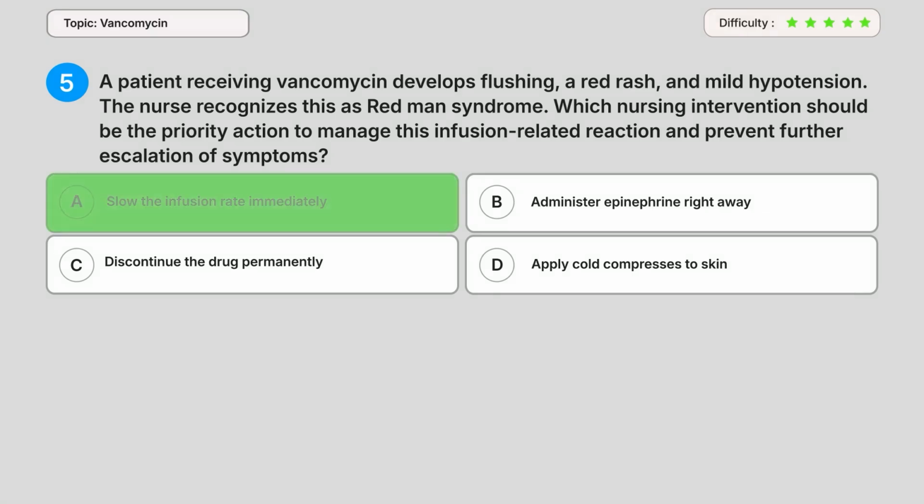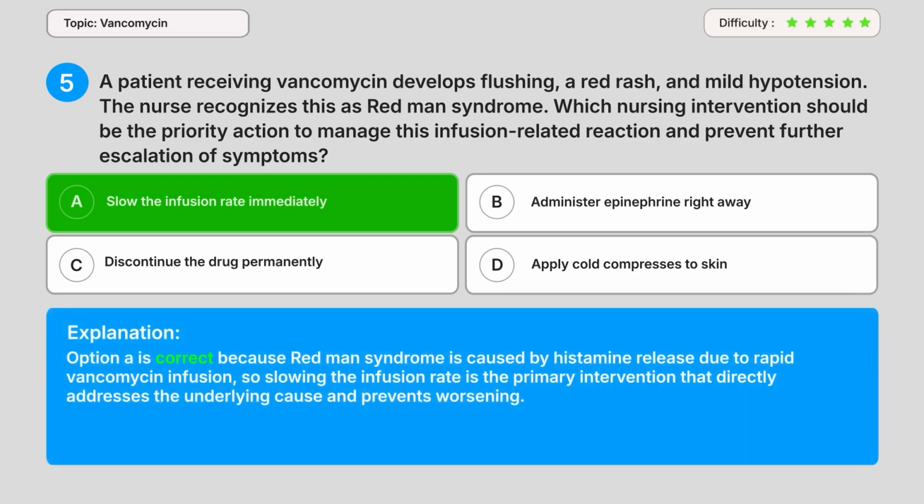Correct answer, A. Slow the infusion rate immediately. Explanation: option A is correct because red man syndrome is caused by histamine release due to rapid vancomycin infusion, so slowing the infusion rate is the primary intervention that directly addresses the underlying cause and prevents worsening.